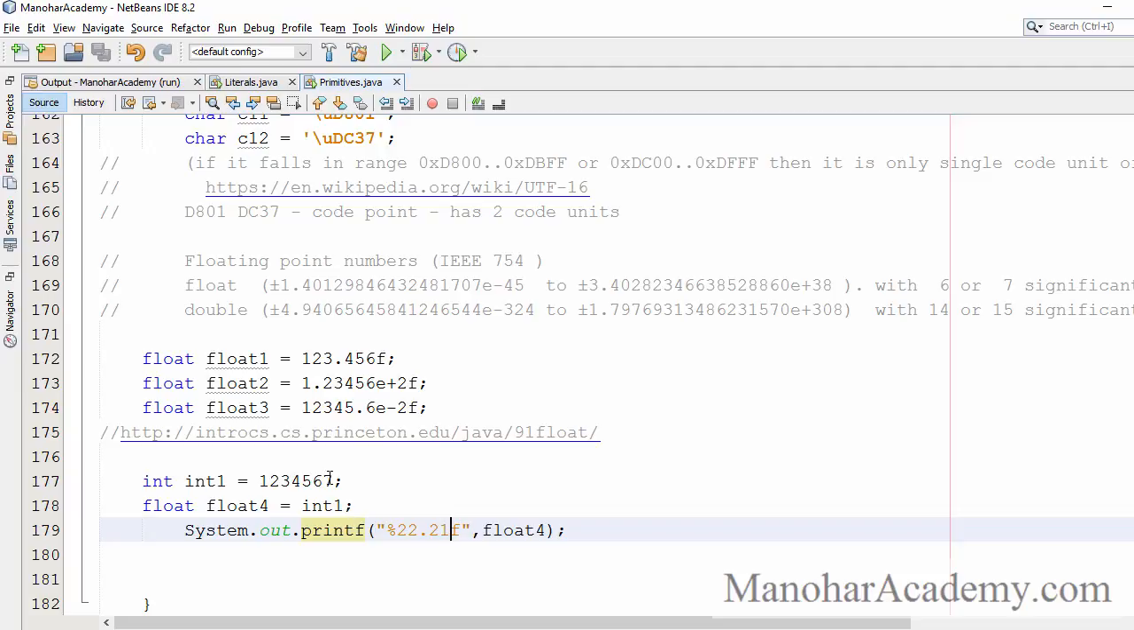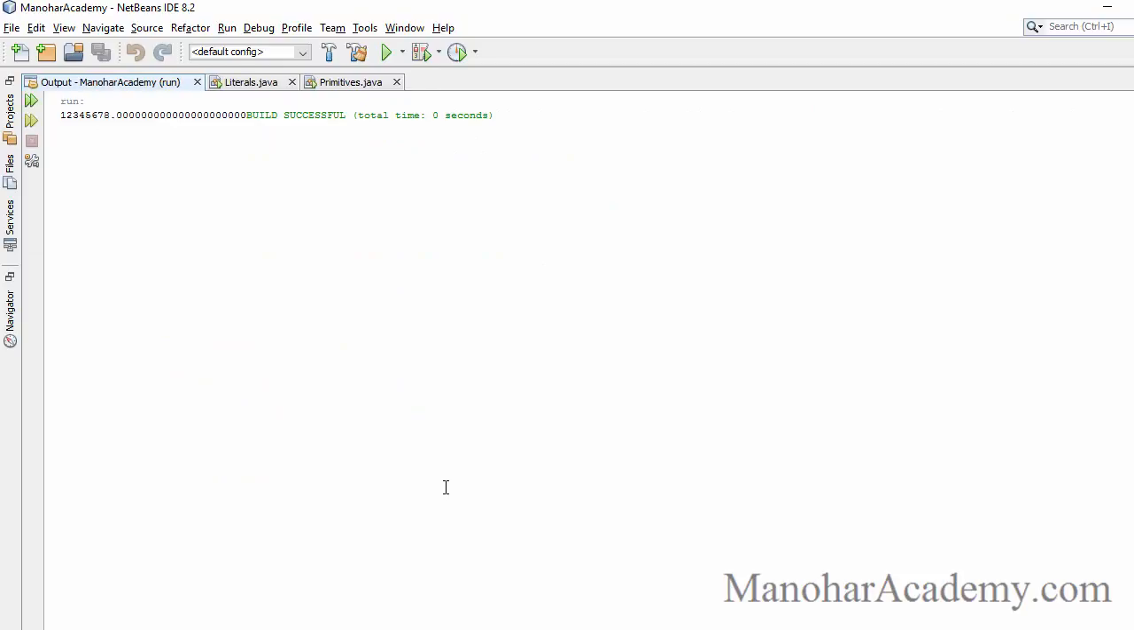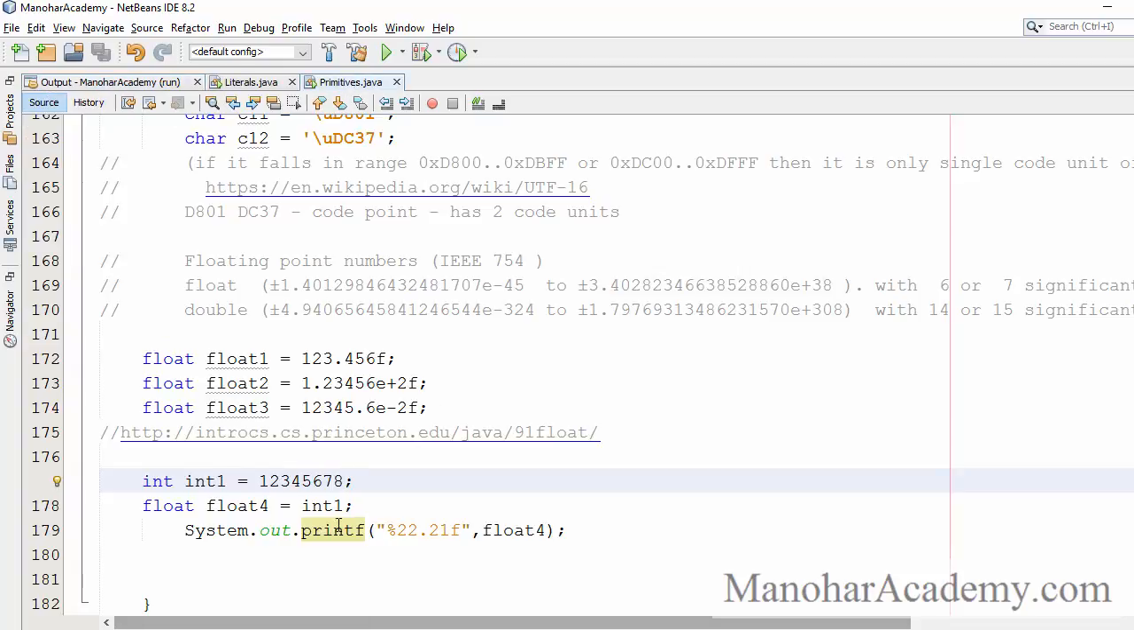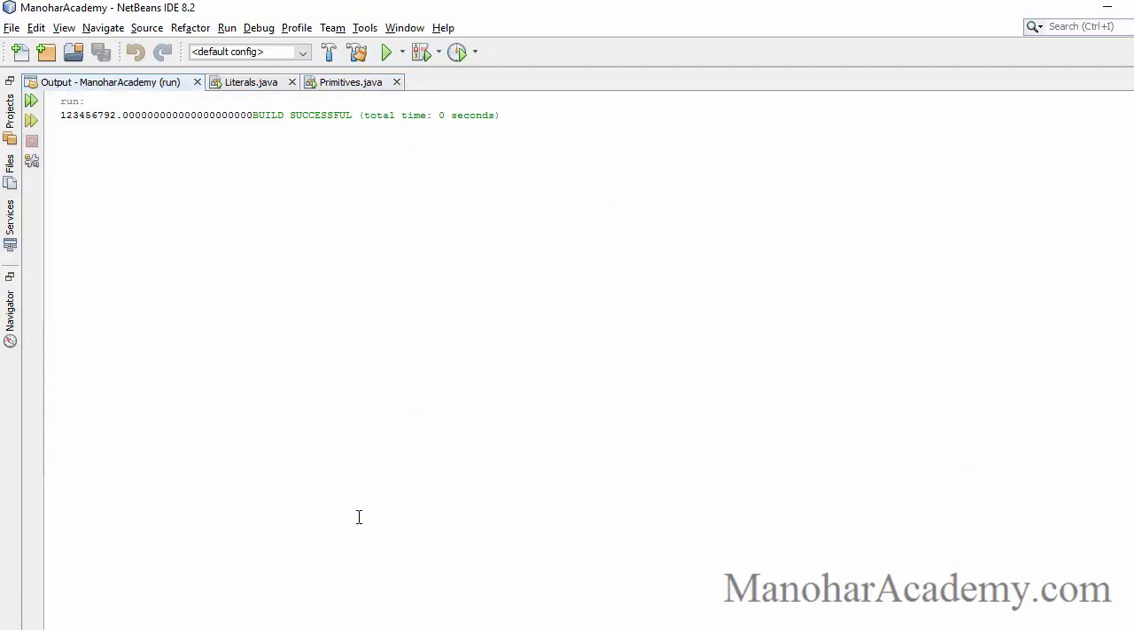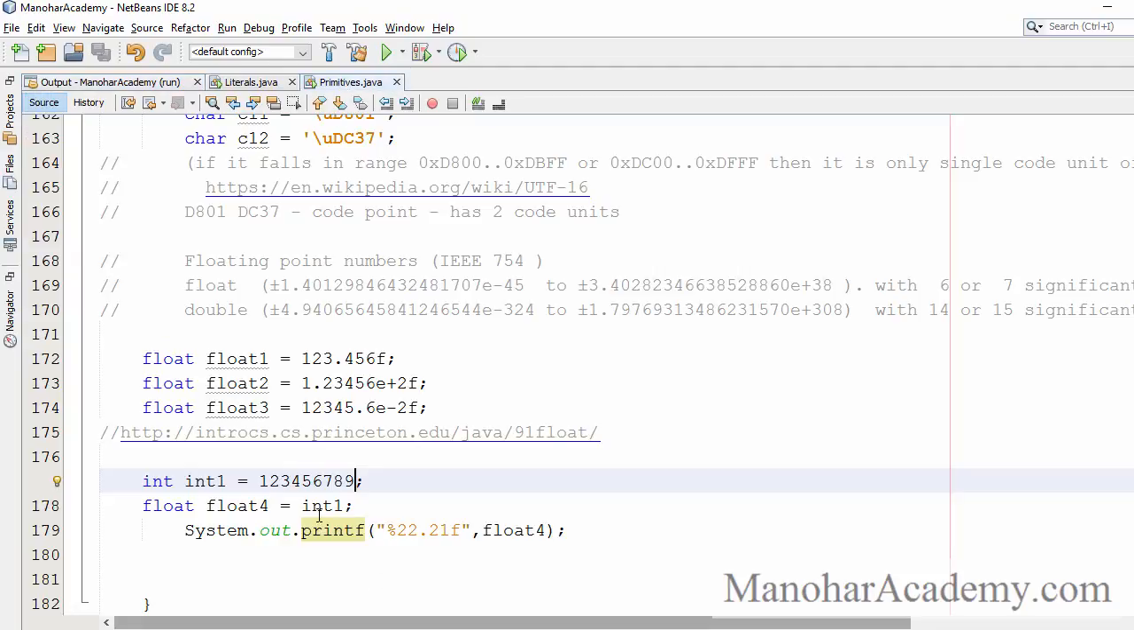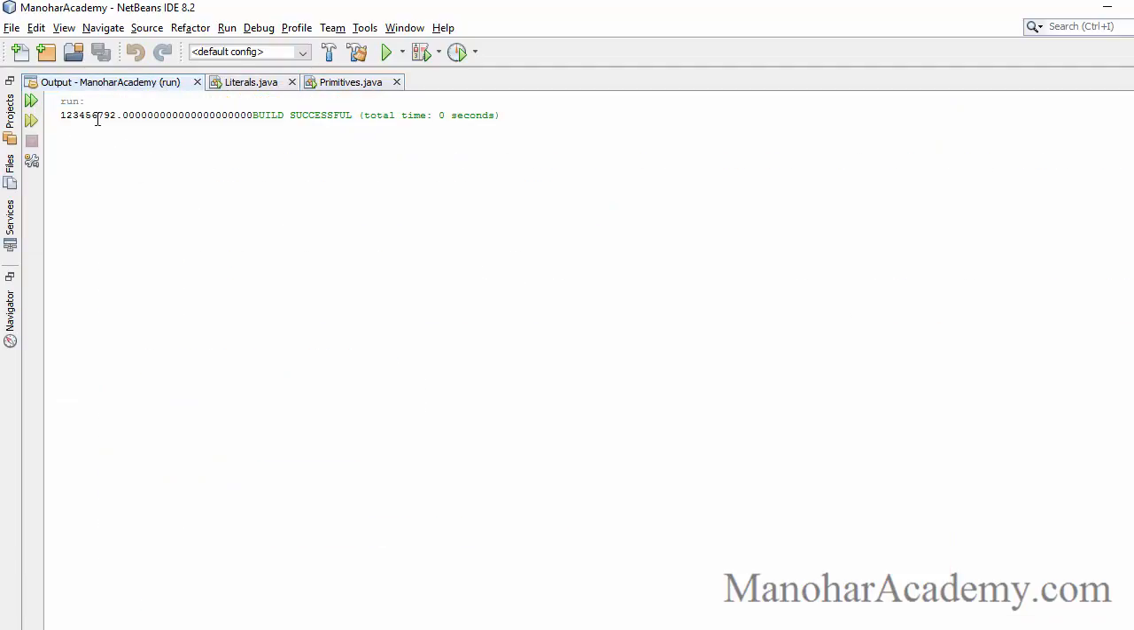Okay, so let's change it to 1 2 3 4 5 6 7 8. This is good. 9. This is okay. Now the problem came, right? I assigned 1 2 3 4 5 6 7 8 9. Please be patient with me, because you need to understand this. I have assigned a value of 1 2 3 4 5 6 7 8 9. What happened is, I got 1 2 3 4 5 6 7. Where is 8? Instead of 8 it saved 9 2.